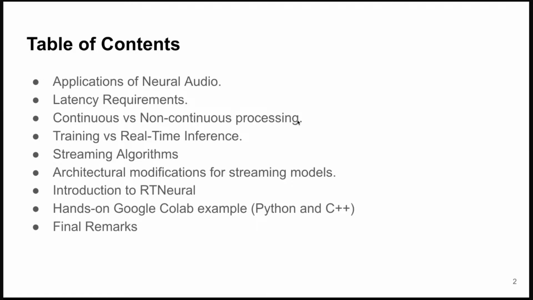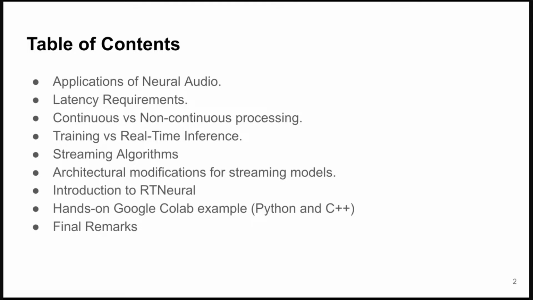And what are we going to talk about in this presentation? First of all, we are going to introduce the general applications of real-time neural audio. Then we're going to move into latency requirements, that is, how long do we need to wait until we have a valid result for the different types of applications of neural audio. Then we are going to make a comparison between continuous and non-continuous processing. Continuous processing is the way in which we run the network and process audio as it comes, as we receive it.